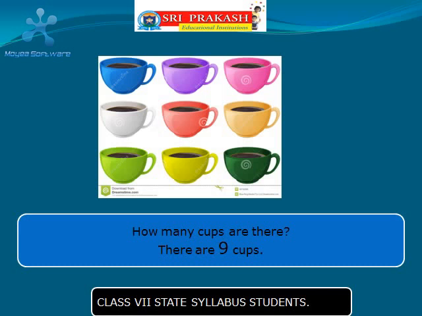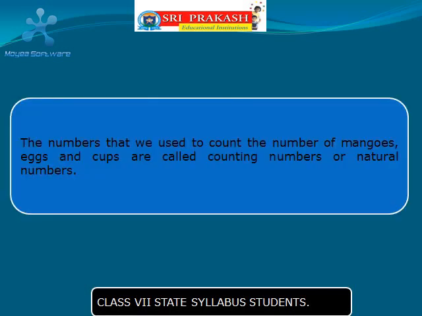Dear children, we have some colorful cups in the picture. How many cups are there? 1, 2, 3, 4, 5, 6, 7, 8 and 9. There are 9 cups. The numbers that we used to count the number of mangoes, eggs and cups are called counting numbers or natural numbers.